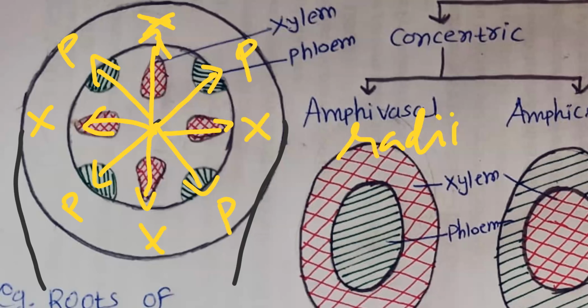So number one, xylem bundles and phloem bundles are separate, or you can say xylem bundles are separate, phloem bundles are separate. Two, they occur on separate radii. Three, they occur alternate to each other. Four, they are found in the root.